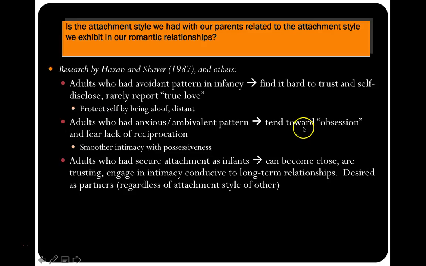Anxious ambivalent adults tended toward obsession and fear of lack of reciprocation. These are the types of people that will smother intimacy with possessiveness. They're highly jealous, very possessive. And adults who had secure attachment as infants tended to become close and trusting. They more readily engage in intimacy that leads to a long-term relationship. These tend to be the kind of adults desired as partners, no matter what the attachment style of the other person is.